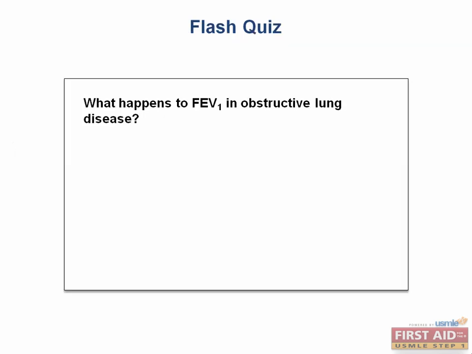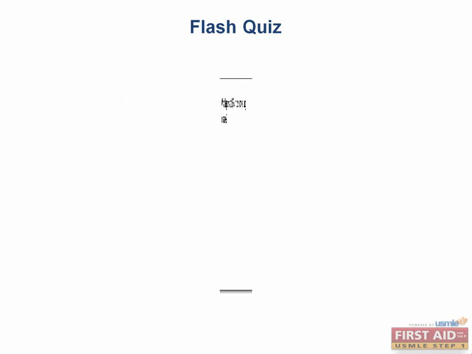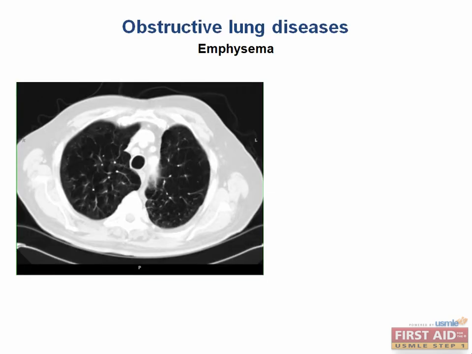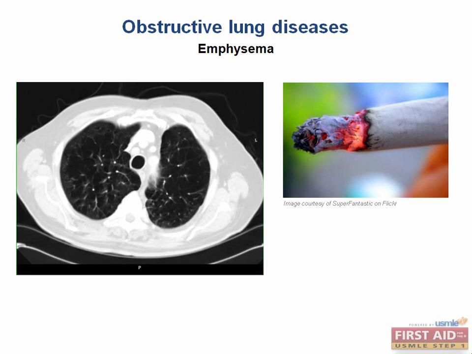Flash quiz. What happens to FEV1 in obstructive lung disease? It's decreased. When you think of emphysema, and also of chronic bronchitis, what's the very first thing that should come to your mind? Tobacco smoke. Now, how could the patient be described on general exam? Barrel-chested and breathing through pursed lips.